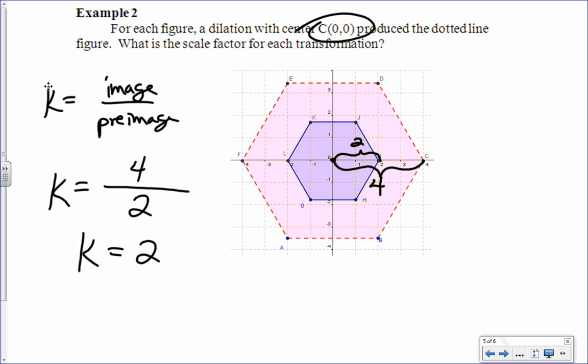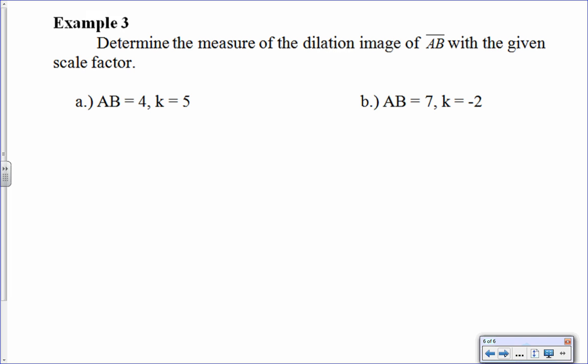Now, your example 3 is a little bit different than the one on my notes, but we can still do it. This is now saying, wow, that's really big. Determine the measure of the dilation image of segment AB. So they're saying you have some segment AB somewhere with the given scale factor, so that you can see K is in that. So on letter A here, you notice AB has nothing over it, right? No segment or anything. So 4 is apparently the distance from A to B, right?